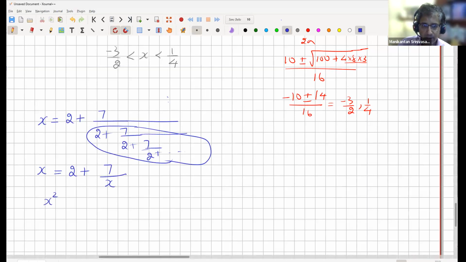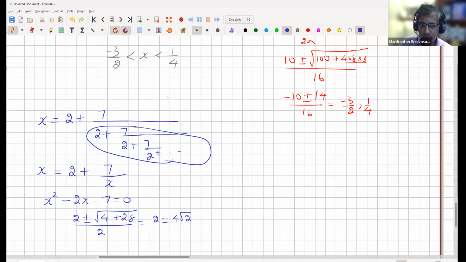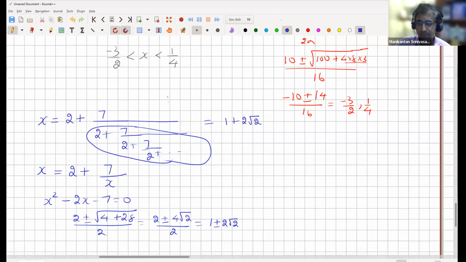If you multiply by x, it becomes x square minus 2x minus 7 equal to 0. And then we can solve: 2 plus or minus root of b square minus 4ac, which will be 28 in this case, whole upon 2a. So it's 2 plus or minus root 32. 32 is 16 into 2, therefore 4 root 2. So it's 1 plus or minus 2 root 2. But it's a positive quantity. Therefore, it has to be only 1 plus 2 root 2.